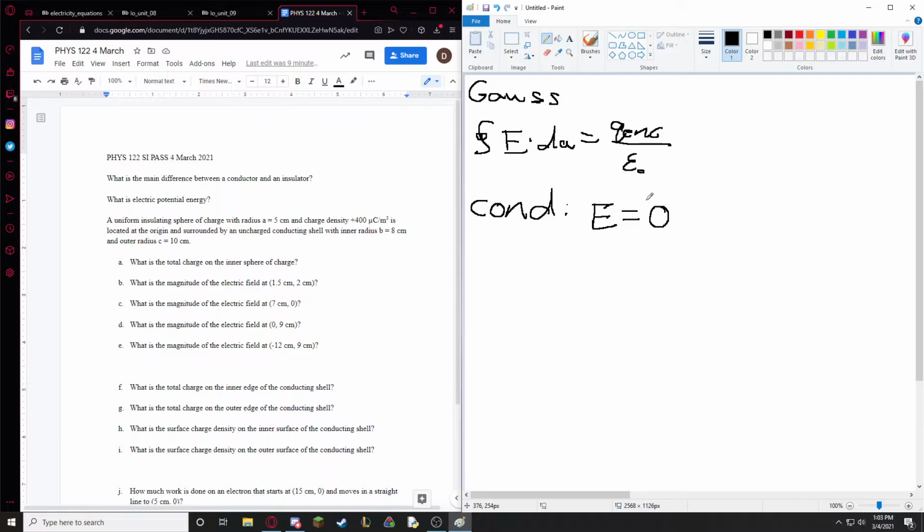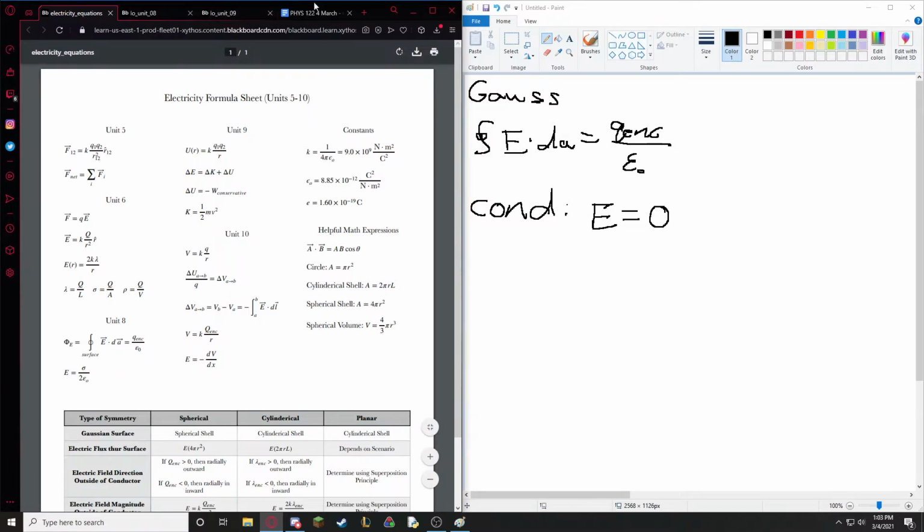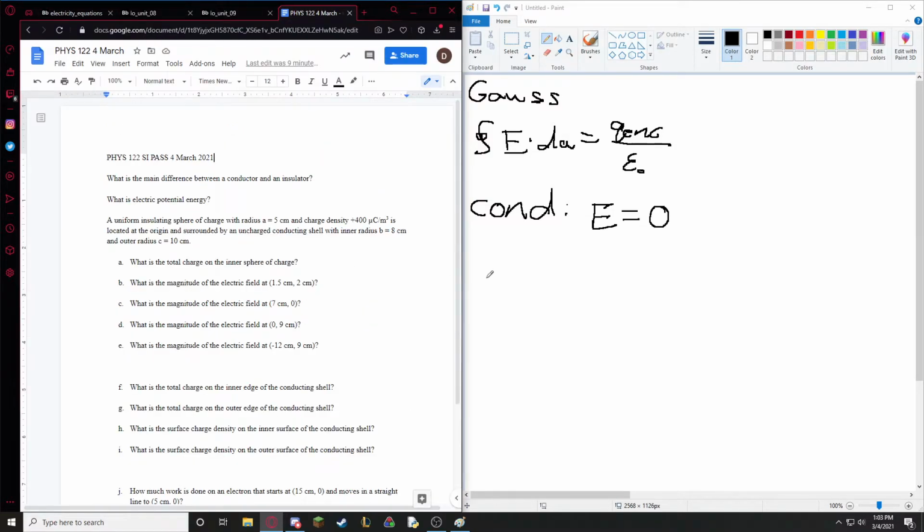And then what is electric potential energy? Anyone want to give me a quick rundown of what electric potential energy is? Go ahead, Harsha. The equation is kQ1Q2 over r. Mm-hmm. And so what exactly does that mean?